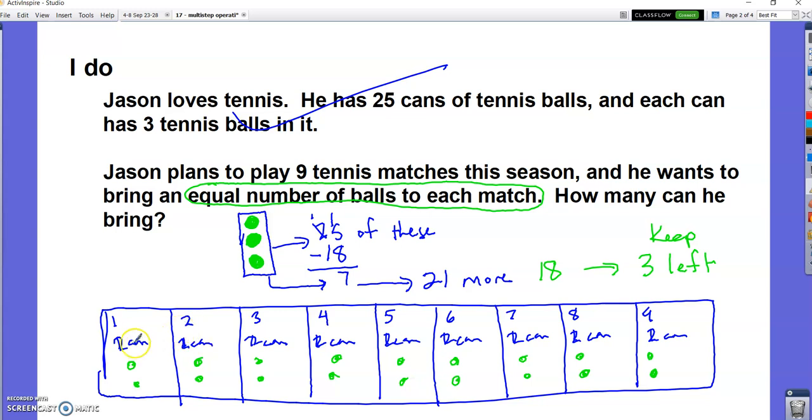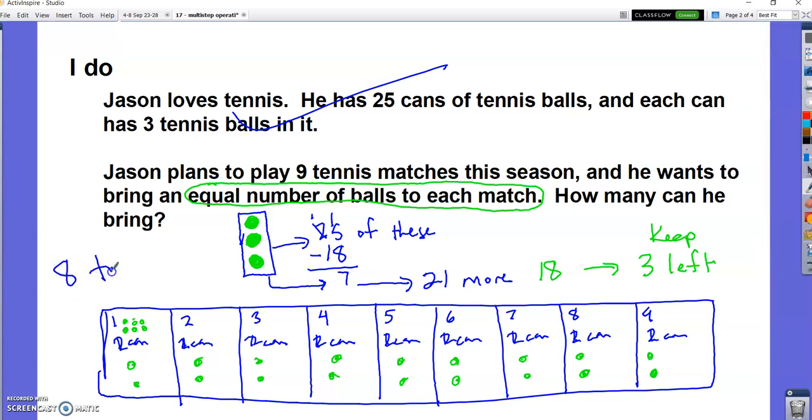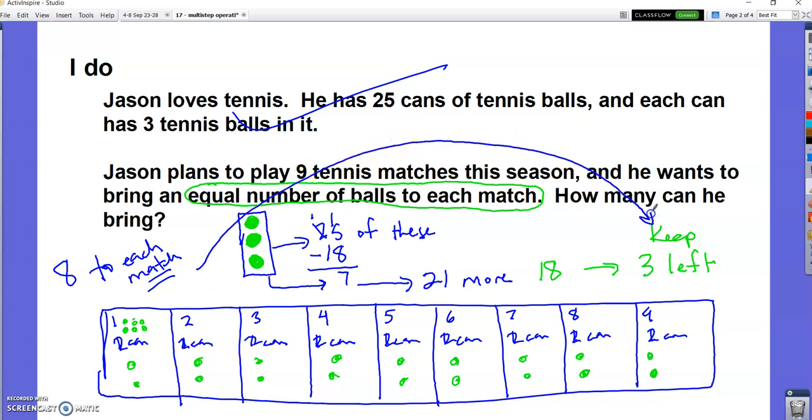And so let's see, 2 cans, each can has 3, so that's 1, 2, 3, 4, 6 from the cans, plus 2 more. Looks like he can bring 8 to each match. Yay. And have 3 left over. Remember, when you talk about your remainders, you've got to mention them. Keep the 3 that are left. Or I guess you could say he could bring a 9th one to 3 of the matches. That would probably be fine too.